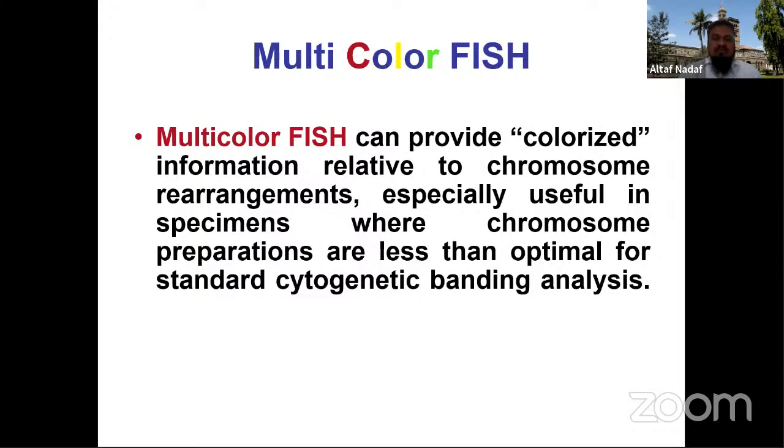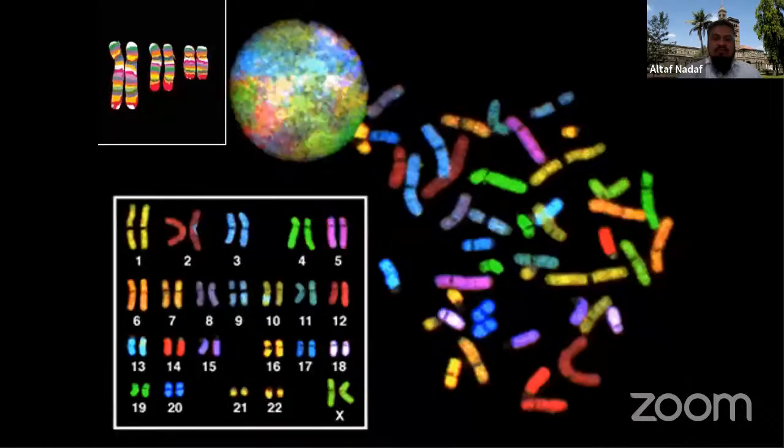So, multicolor FISH. This is the next advancement in the FISH technique. It provides colorized information relative to chromosome rearrangements, especially useful in specimens where chromosome preparations are less than optimal for standard cytogenetic banding analysis. So in standard cytogenetic banding analysis, suppose you are not able to get the optimal banding pattern or optimal preparations, then under this condition, you can use this multicolor FISH.